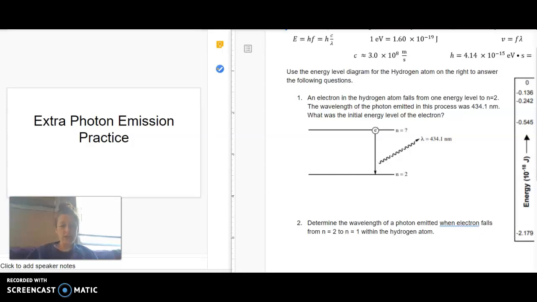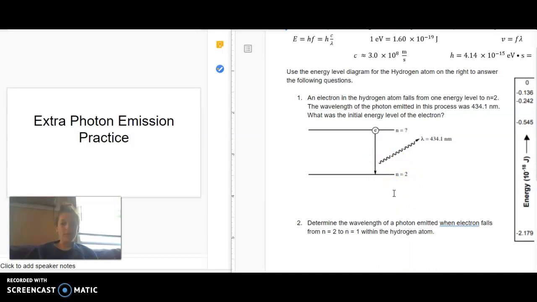Morning, guys. So today I posted a practice worksheet to get a little bit more practice with the emissions of photons. It's not something I'm grading or collecting, but I highly recommend that you work through it on your own. And then just to help you out, I've posted both the PowerPoint that I'm going to go through with you guys right now as I go through how to solve all these problems.